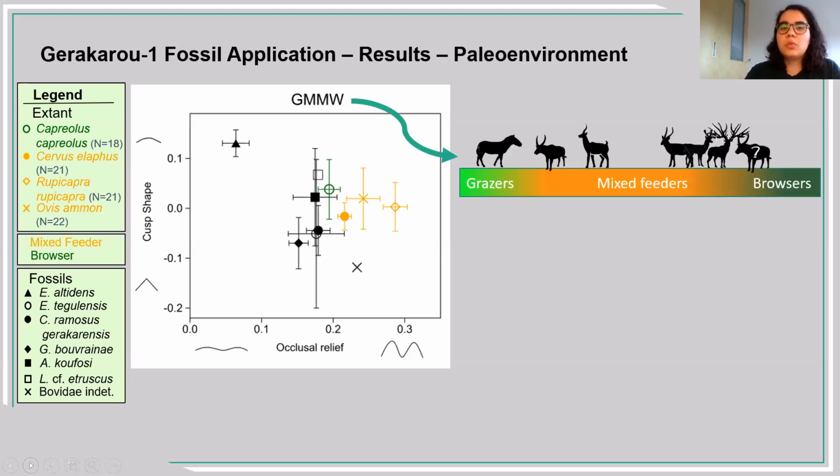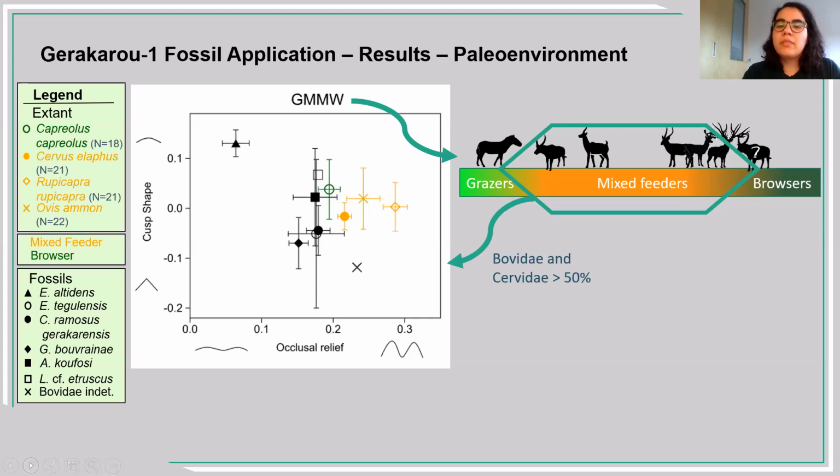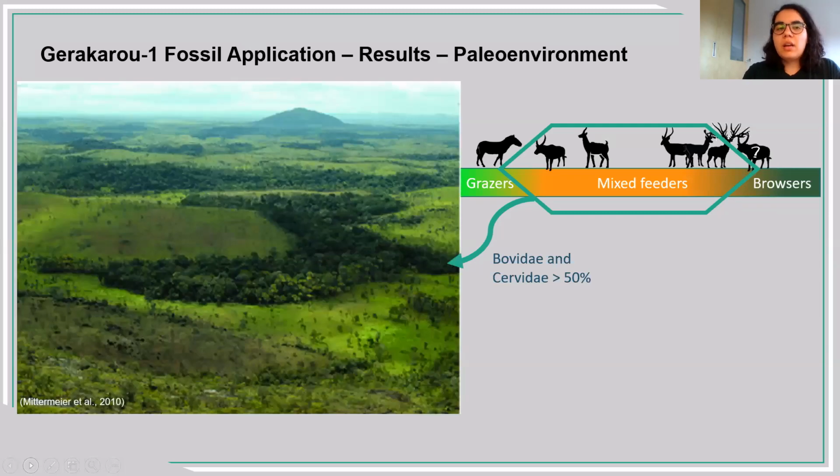So if we were to linearize this plot, we would see the distribution of our fossil species from the grazing to the browsing scale. And if we couple the fact that most of them are mixed feeders, and that the bovids and cervids occupy more than 50% of the fauna in Ierakaru 1, we could say that Ierakaru 1 had a paleoenvironment that was mosaic with temperate conditions.